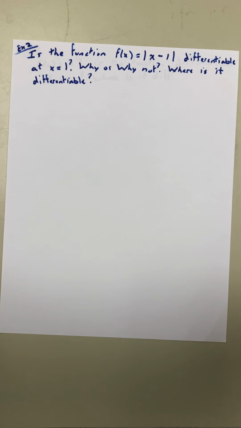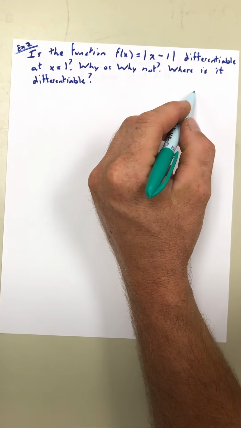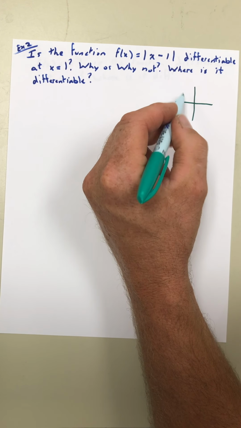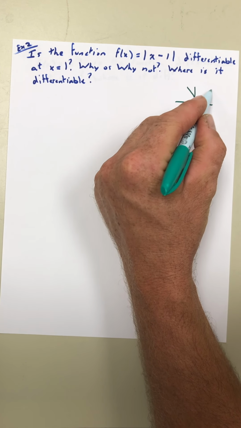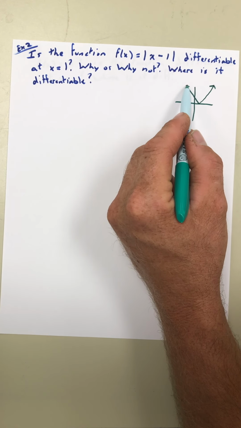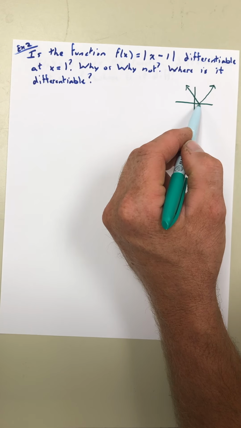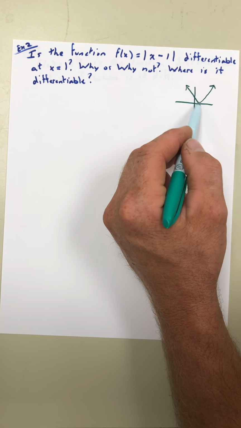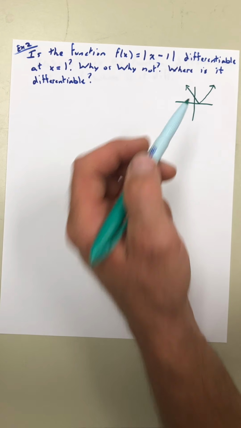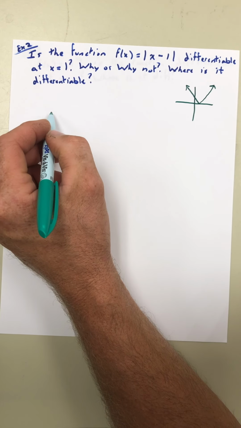In example 2, we're going to throw an absolute value at you here. So we have the absolute value of x minus 1. Is it differentiable at 1? Why or why not? So you could graph this. The absolute value of x minus 1 is going to come in something like this. Hopefully we see that the slopes on the left side are not going to equal the slopes on the right side. We have a nice cusp here. So we have a sharp turn. What does that look like?